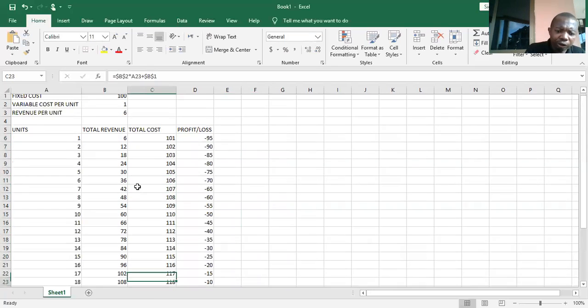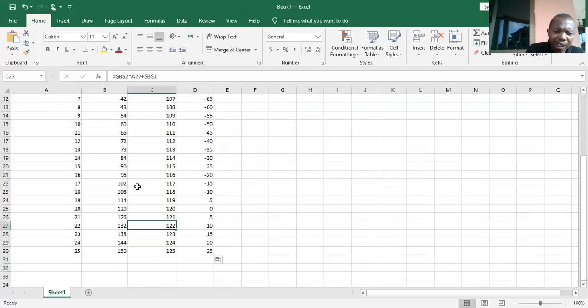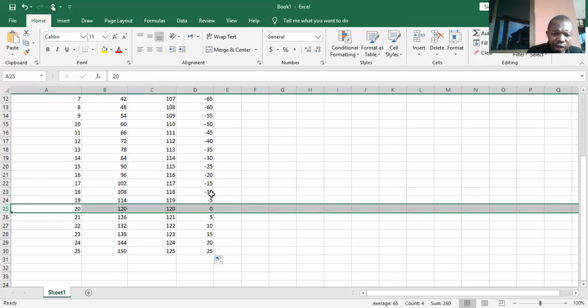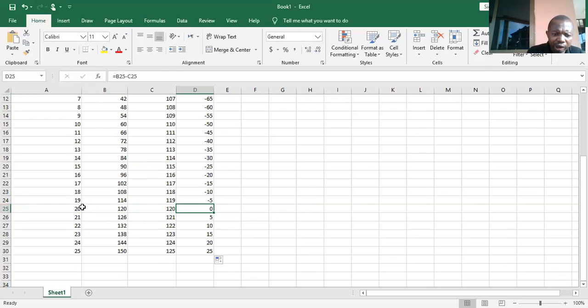we can present this on a chart and see where we have the break-even point. Break-even point is always the point where profit is zero. And you can see that at the unit level of 20, profit is zero. Okay, so break-even point is 20. That means when you sell 20 phones, you will not make profit, you will not make loss.